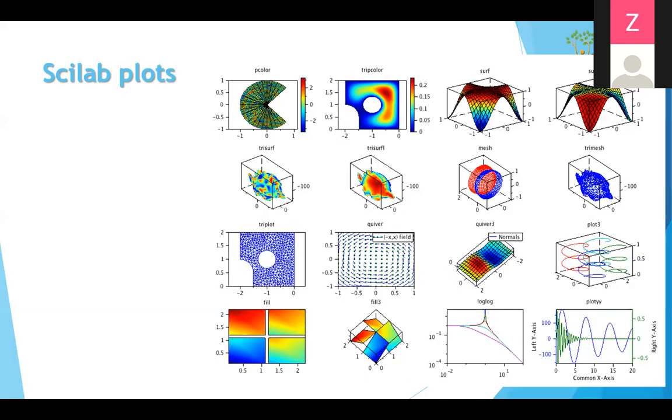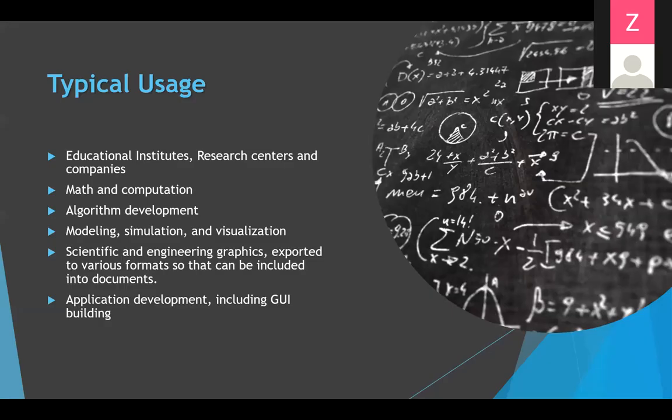These are the kinds of graphs which can be plotted using Scilab. You can see that right from 2D to 3D and multi-dimensional graphs, all of these can be plotted. We will also see a couple of these plots and graphs in our coming slides. Typical usages include educational institutions, maths and computation, algorithm development, modeling and simulation, visualization, scientific and engineering graphics. Whatever graphics we generate can be exported to various formats so that they can be included in documents. Application development can be done, including GUI building.